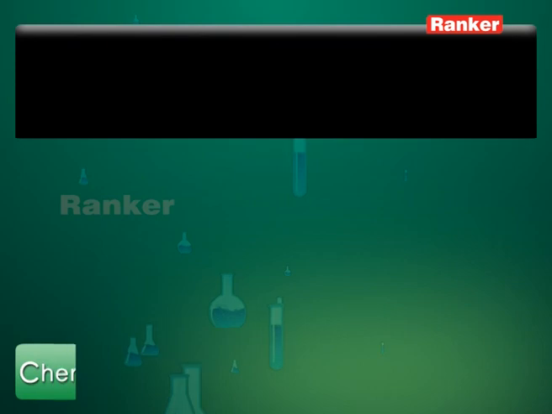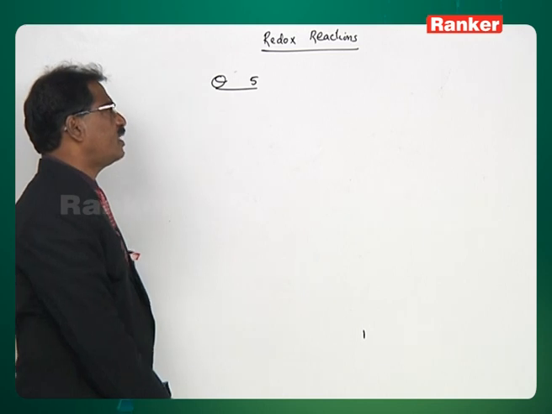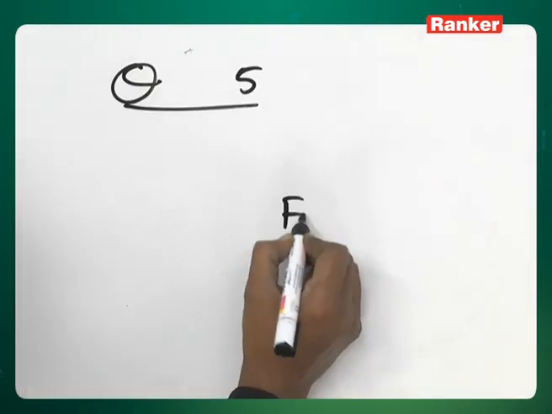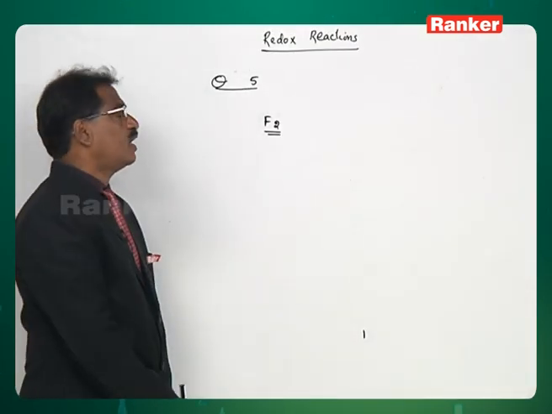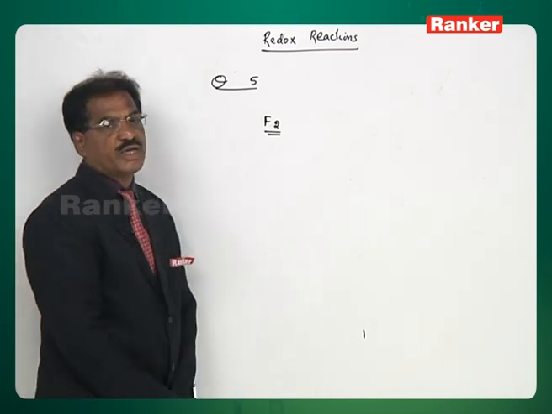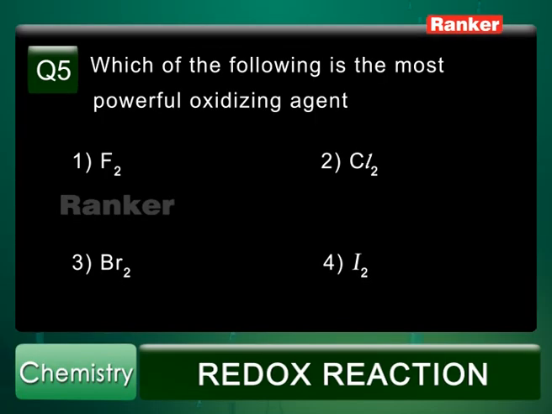Question number 5. Which of the following is the most powerful oxidizing agent? 1. Fluorine. 2. Chlorine. 3. Bromine. 4. Iodine. In the entire periodic table, if you observe the electronegativities, fluorine has the highest possible electronegativity. Therefore, fluorine has the highest ability to gain electrons. Hence, any element which has the highest ability to gain electrons will always act as the most powerful oxidizing agent. Therefore, the answer is 1.